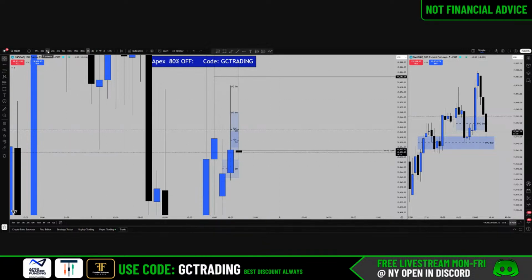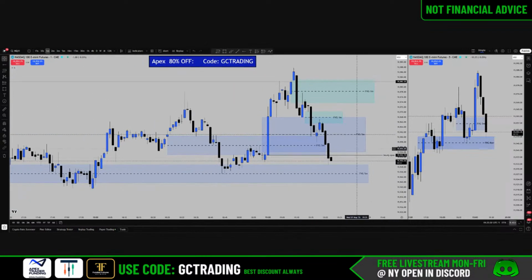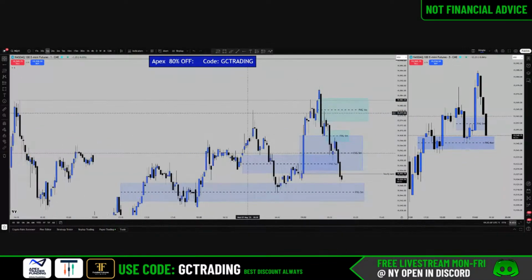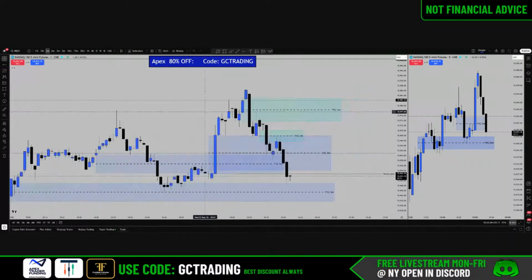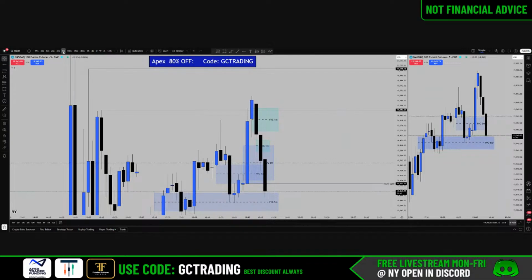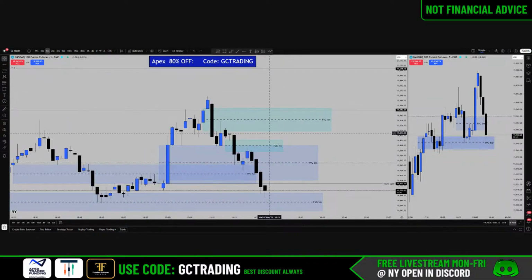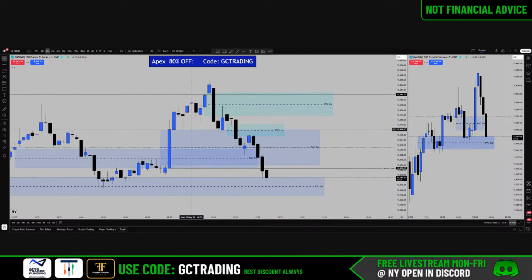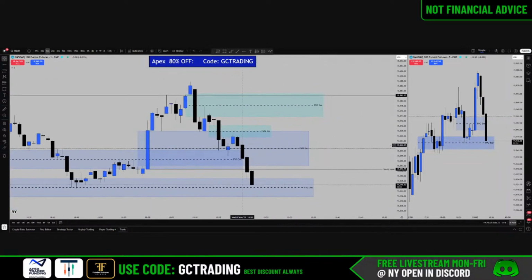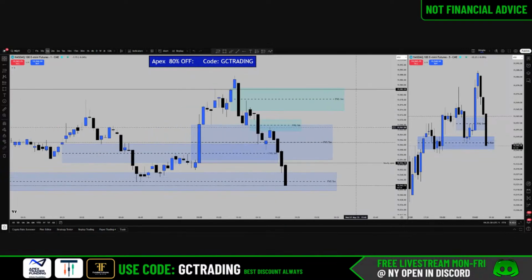So that's why I really wanted to look for an inversion up here. Once we took out this high and then this high over here, we looked for that 1 minute inversion, or was it a 5 minute? Yeah, no, it was a 1 minute, it was this one right here. Once we got that closed through, there's our short right there. I didn't catch the whole thing, maybe half.